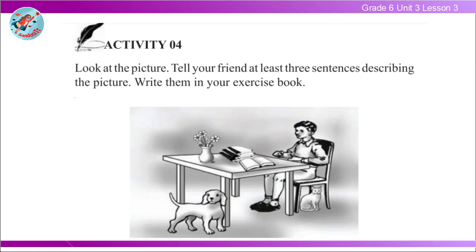Okay, children, now look at the question once again. Look at the picture. Tell your friend at least 3 sentences. Describing the picture. Write them in your exercise book.